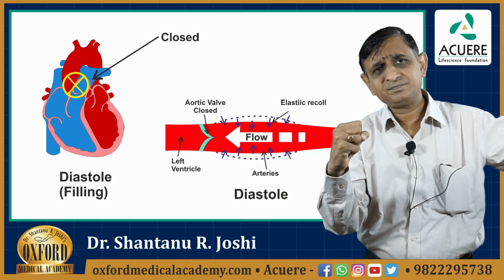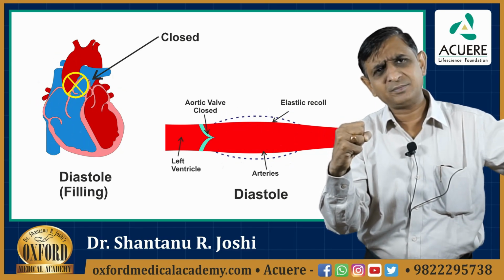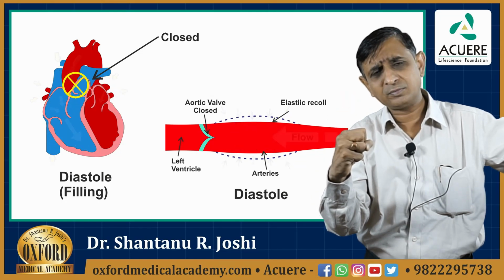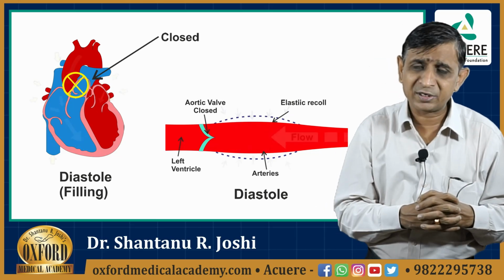I am repeating. The elastic wall of the vessel is putting the pressure over the blood and it is being opposed by the closure of the aortic valve. The pressure so generated will be called diastolic blood pressure.